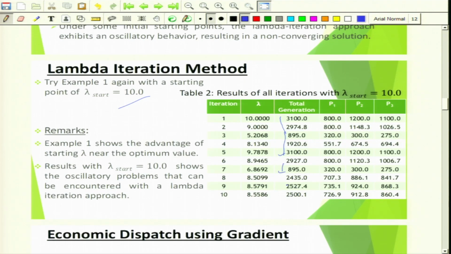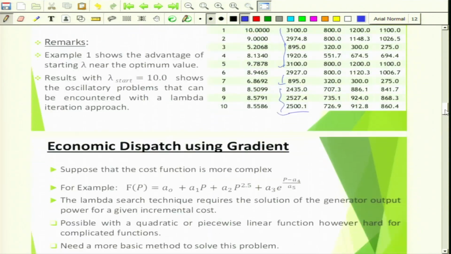That means the error is oscillating ultimately, and then it is finally coming to the close point of 2500 megawatt, but it is taking 10 iterations. In the previous case it was just 4 iterations. So this is one of the challenges: how to choose a specific lambda.